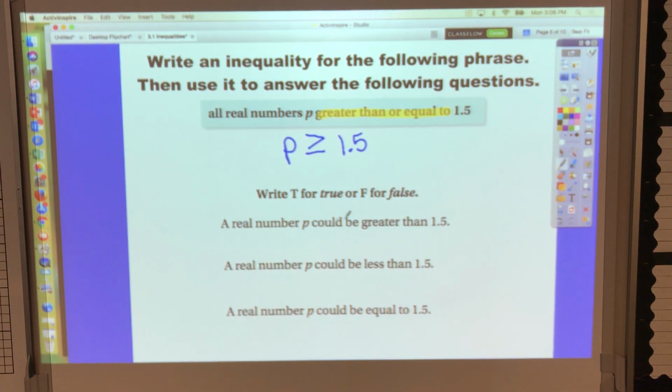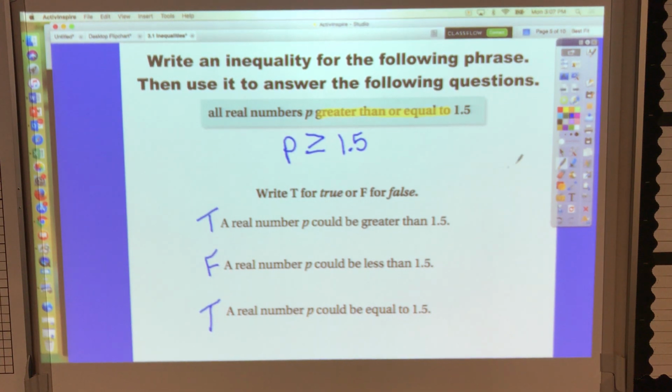A real number p could be greater than 1.5. Well, if I look at the top part of my problem, it says p is greater than 1.5, so that would be true. A real number p could be less than 1.5 would have to be false, because it can't be greater than and less than at the same time. And the last one, a real number p could be equal to 1.5. Since it has that "or equal to" line at the bottom, that is also a true statement.